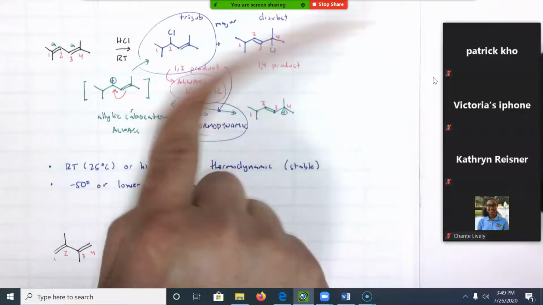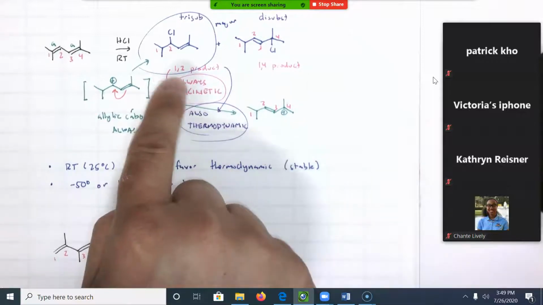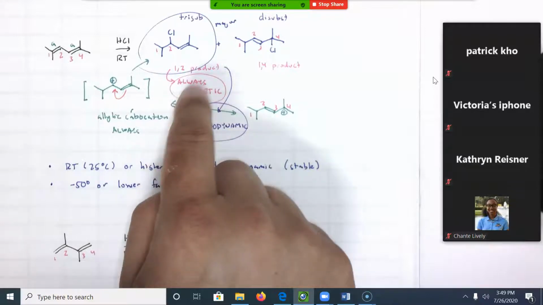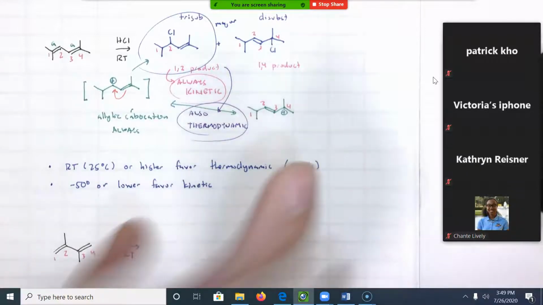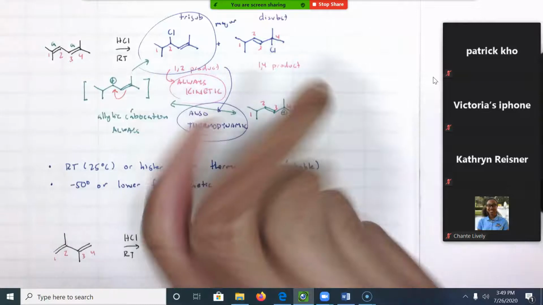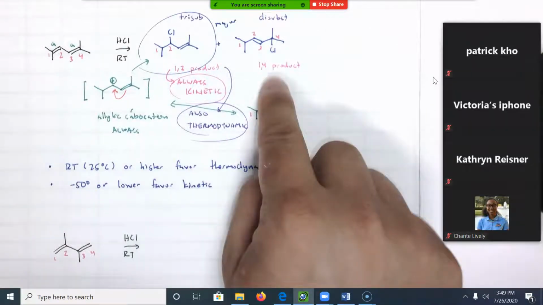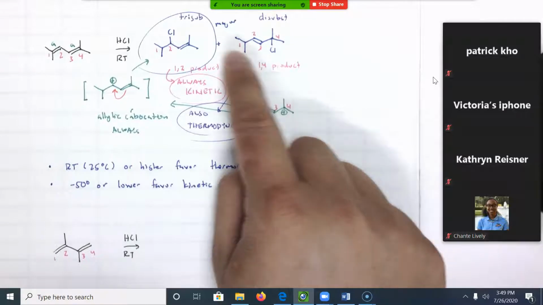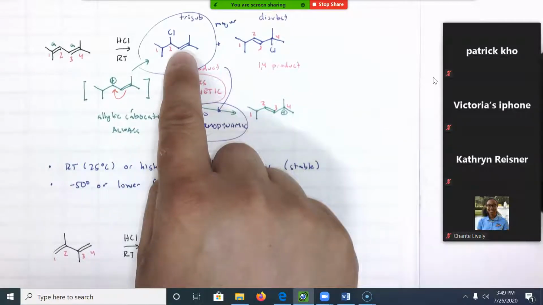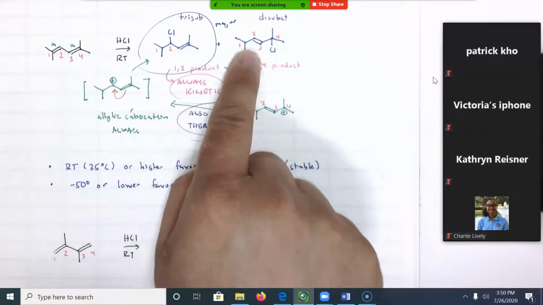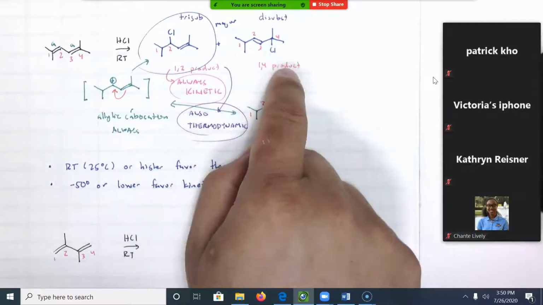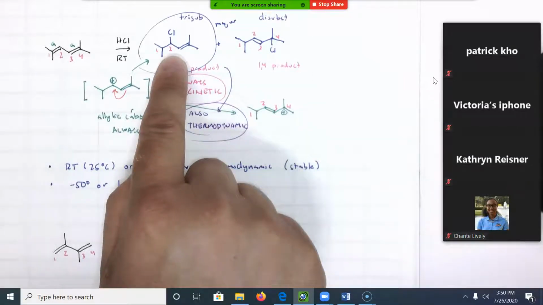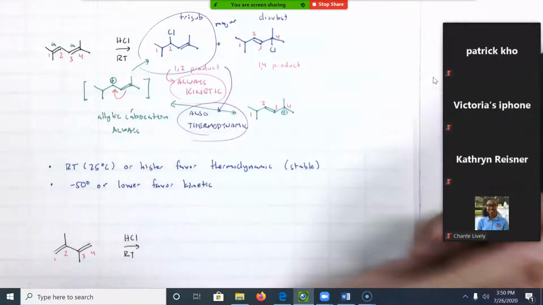So I'll label this always 1-2 kinetic. The thermodynamic product actually is chosen for the more stable alkene. Typically, the 1,4 product is thermodynamic. It's the more stable one. But in this case, because the 1,2 product is tri-substituted, and the 1,4 is di-substituted, again, this product is also the thermodynamic. That's a little bit tricky.